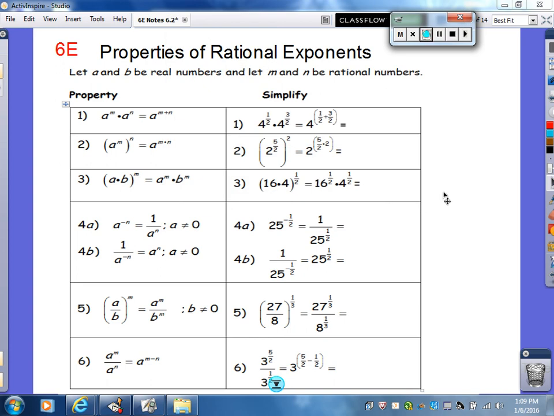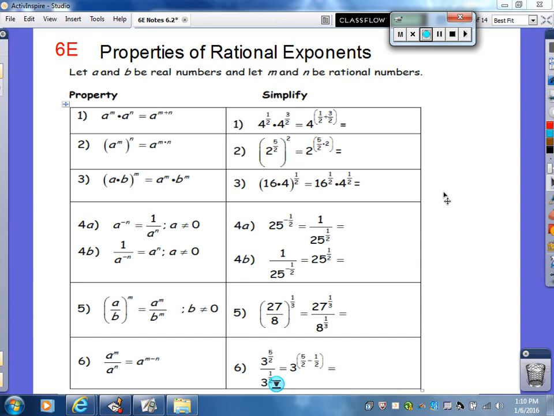Alright, this is 6E notes. We're going to be looking at first the properties of rational exponents. They're the same properties that we dealt with in Algebra 1, but now we're going to have fractions to deal with. It's the rational exponent part of it. Okay, so look at the first one.